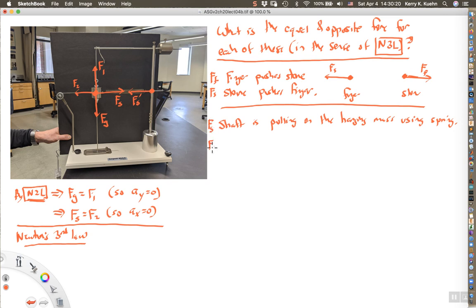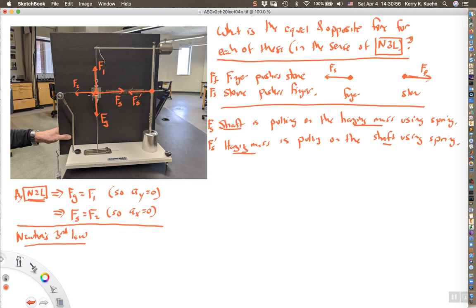And F sub s prime, you can do this just grammatically by changing the subject and the direct object. So the hanging mass is pulling on the shaft using the spring. Those are the equal and opposite forces that Newton is talking about in his third law. Notice they're acting on different objects.